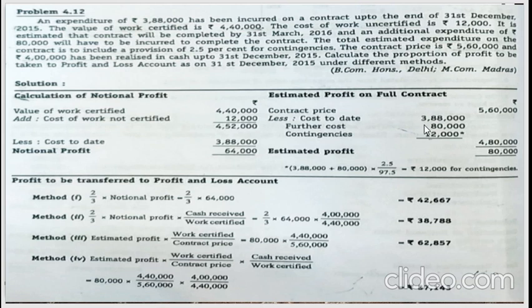So your cost to date, which is 3,88,000, plus further cost, which is 80,000, plus contingencies, which has been maintained as provision, 12,000. So the total expenditure along with the estimated expenditure will give you 4,80,000. So 5,60,000 minus 4,80,000 will give you estimated profit of 80,000. So these are the various methods of profit to be transferred to profit and loss account.